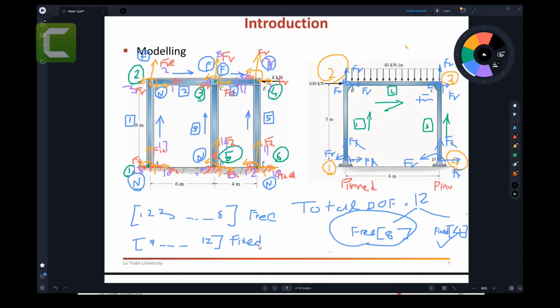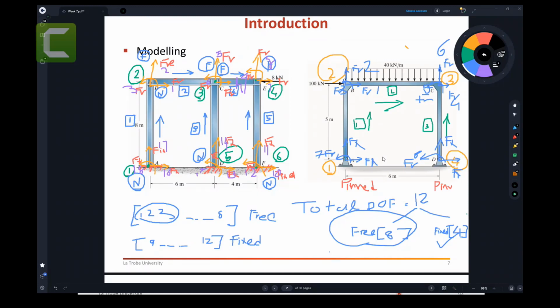Now I have the option to go 1, 2, 3. That's what we need to put as free. So you can put 1, 2, and 3 as free. 4, 5, and 6 are free. So 7 and 8, 7 here and 8 here. So that is our free. So when you put all these numbers 1 to 8, it goes with the free degrees of freedom.